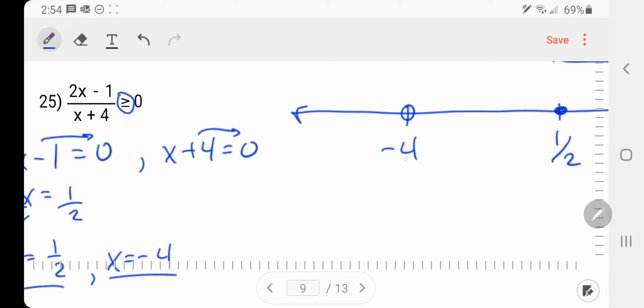And the reason is because if we let that be a solid dot, that means that I should be able to plug this in and get an answer. But the denominator would become 0, and that gives us an undefined situation. And so that's why the denominator can never be a solid dot.